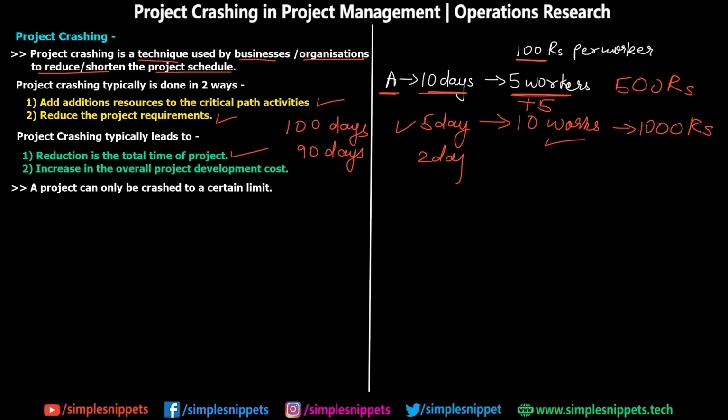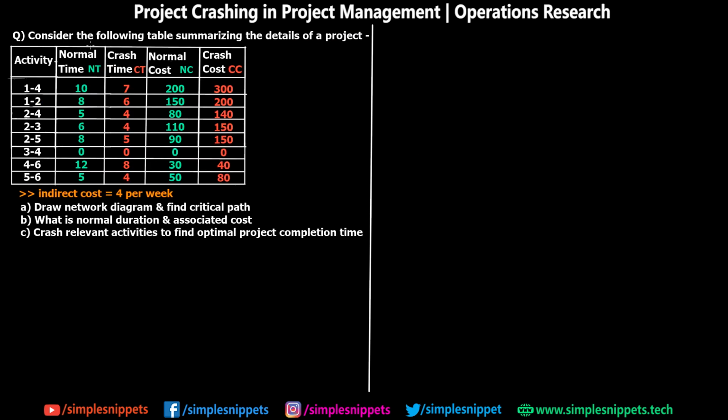So yeah, this was just a little bit of introduction on project crashing, and I know since this is only theory, it will not be very clear, but let's take a numerical example and then it will be very clear to you. Here's the question, and let me just quickly read it out. The question says, consider the following table summarizing the details of a project. So we've been given a project.